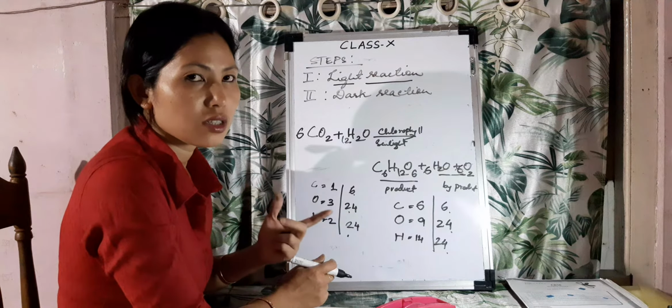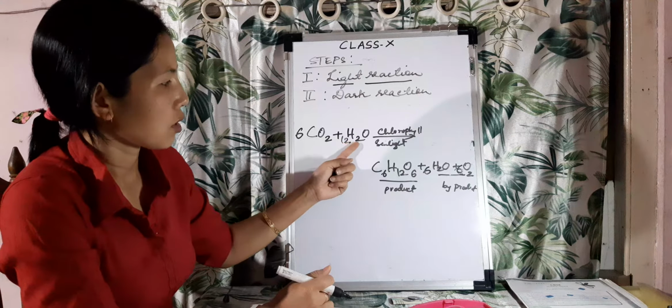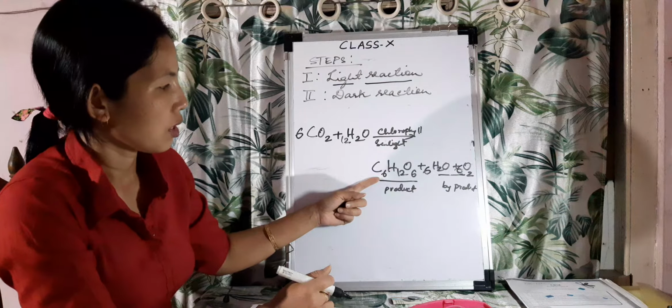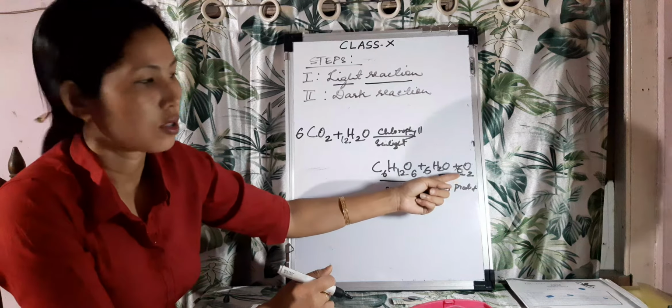So this is how we have got a balanced chemical equation for the process photosynthesis. This is about the process of photosynthesis, which we have explained under the two major steps as light and dark reaction, and the equation is as follows. 6 molecules of carbon dioxide and 12 molecules of water gives 1 molecule of sugar, 6 molecules of water, and 6 molecules of oxygen gas.